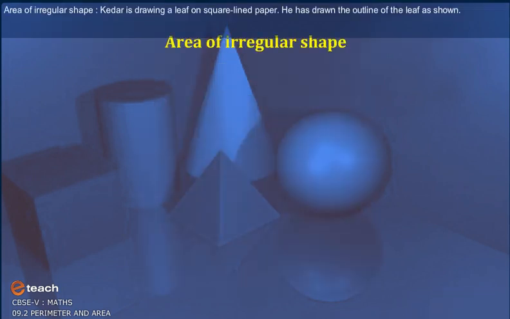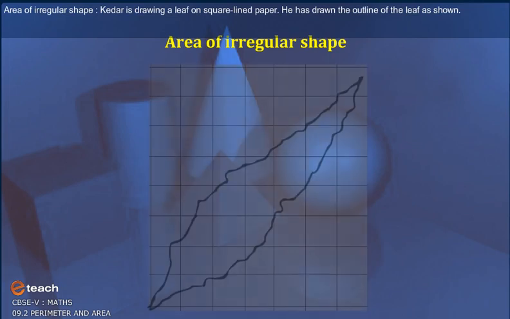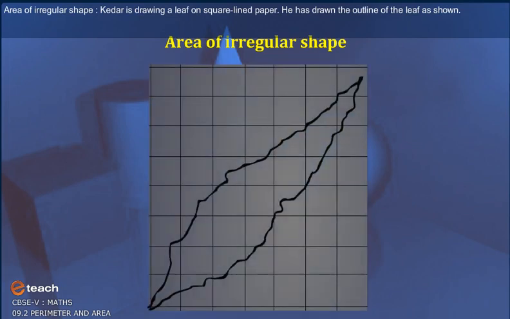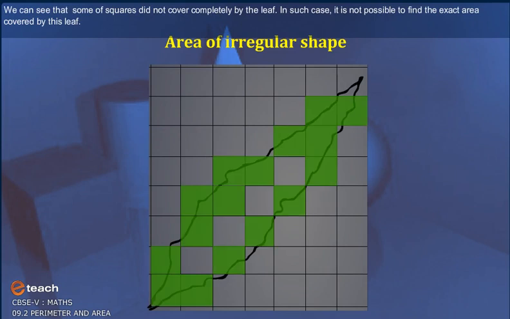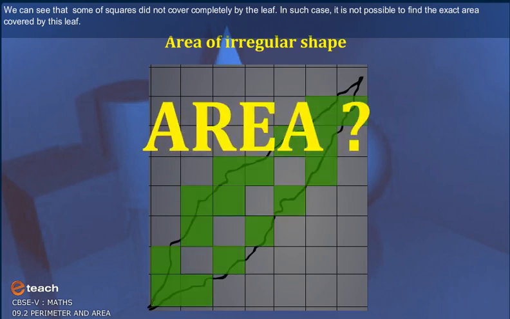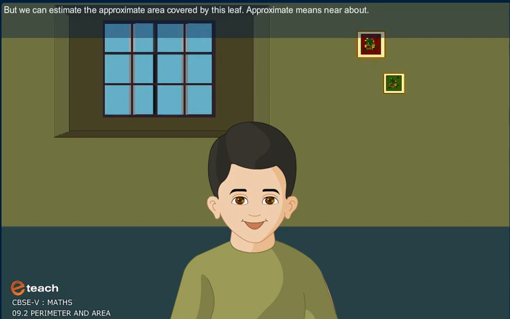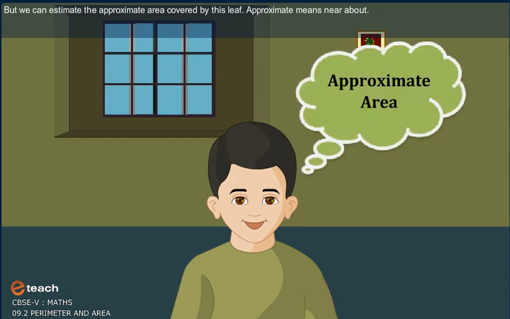Area of an irregular shape. Kedar is drawing a leaf on squared line paper. He has drawn the outline of the leaf as shown. We can see that some of the squares are not completely covered by the leaf. In such cases, it is not possible to find the exact area covered by this leaf. But we can estimate the approximate area covered by this leaf. Approximate means near about.